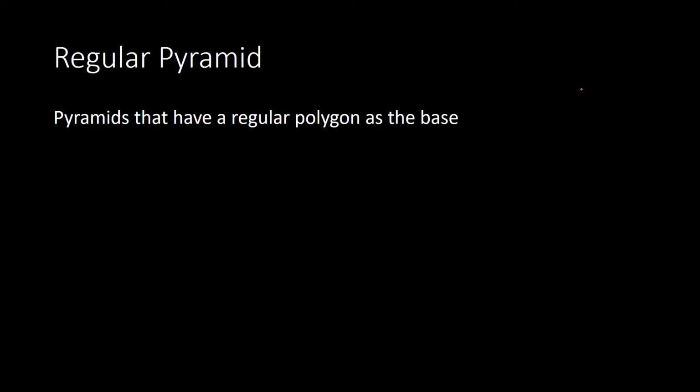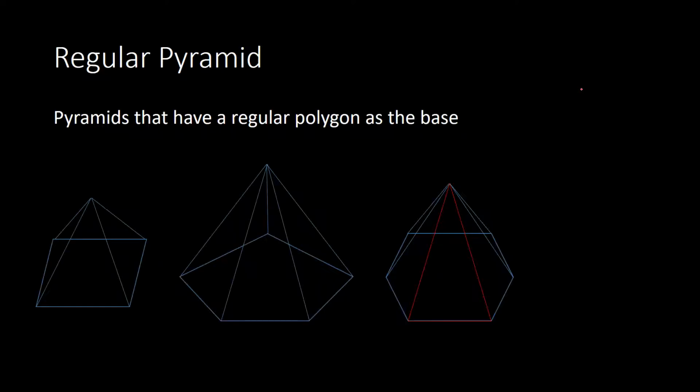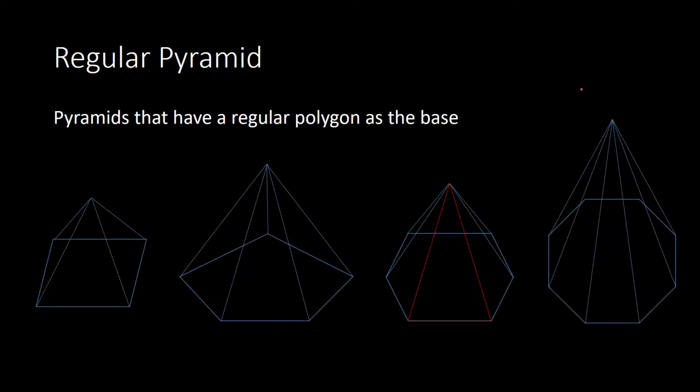Next we have what is called a regular pyramid, which are pyramids that have a regular polygon as the base. So here are a couple examples of regular pyramids. And remember, a regular polygon is a polygon that has the same side length and has the same angle measures on the inside. So each of these would have a regular polygon at the bottom.